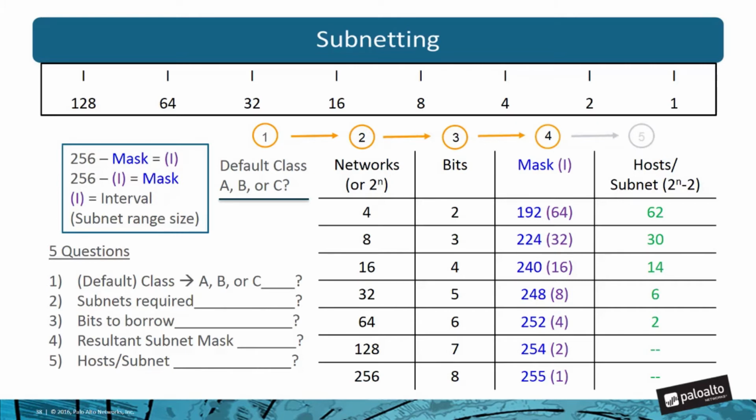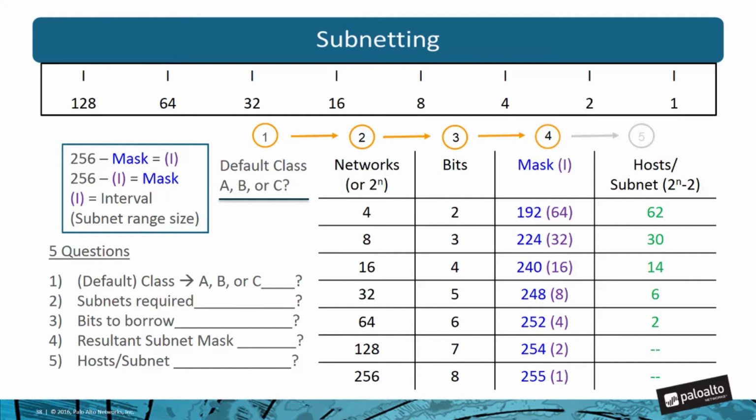And you're thinking, well, I thought it was 255. Well, 0 through 255 gives me 256 combinations. If I subtract the mask from that, that gives me the size of my range. If you go down this column, number 4, you can see that 192 plus 64 is 256. 224 plus 32 is 256. 240 plus 16 is 256, and so on all the way down. So the blue and the purple numbers added together always give me 256.